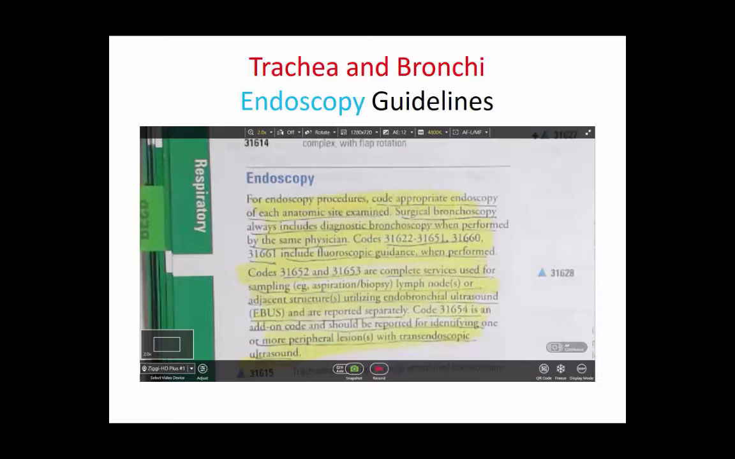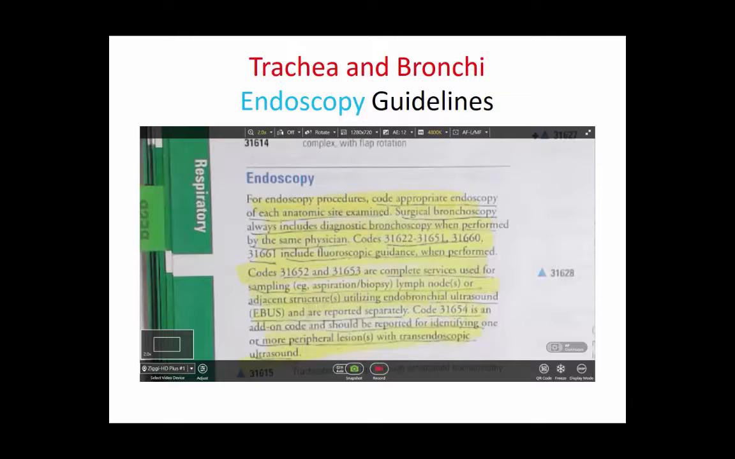So now let's look at the endoscopy of the bronchi, which is called a bronchoscopy. The red font tells you I'm in the trachea and bronchi section of the respiratory system. The endoscopy is the type of procedure we are looking at. So a bronchoscopy is an endoscopy of the bronchi.